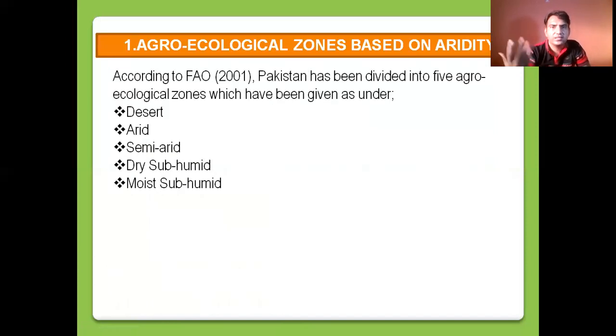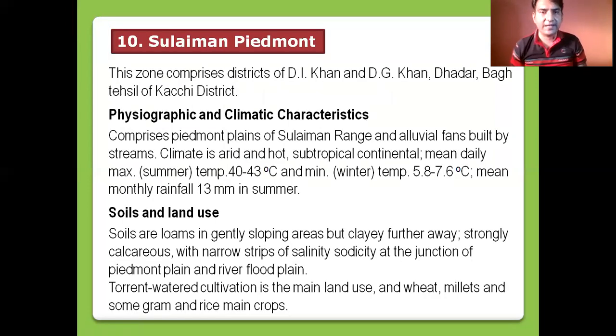So this is another agro-ecological zone classification based on aridity. So on the basis of aridity, Pakistan is divided into 5 agro-ecological zones, which are the desert, arid, semi-arid, dry sub-humid, and the moist humid regions of Pakistan. So it was all about the agro-ecological zones of Pakistan, where we try to differentiate or classify different parts of Pakistan based on their agriculture, crops, and ecological characters.